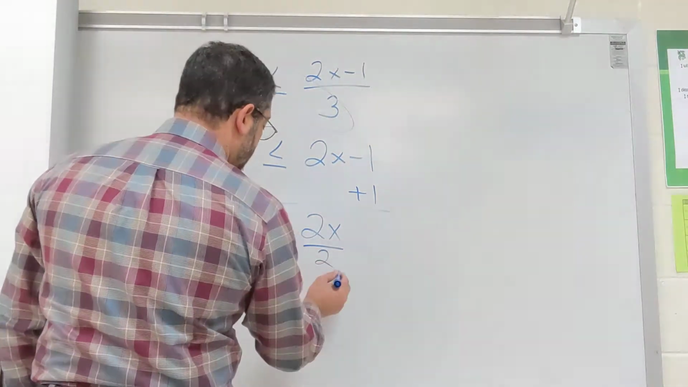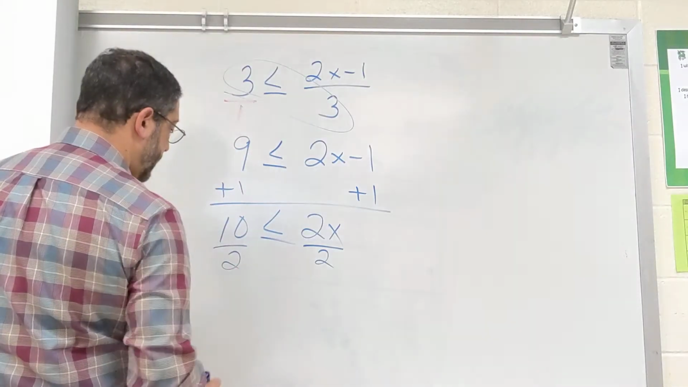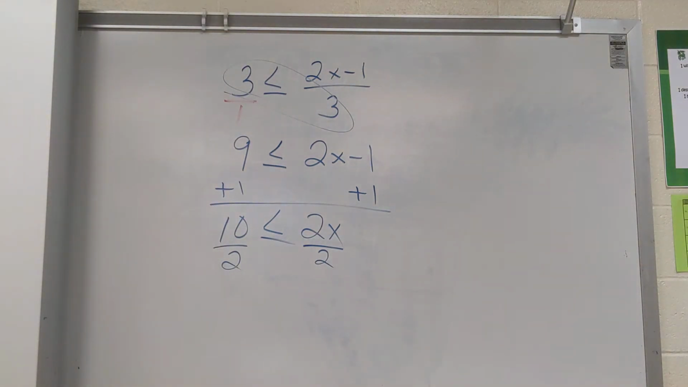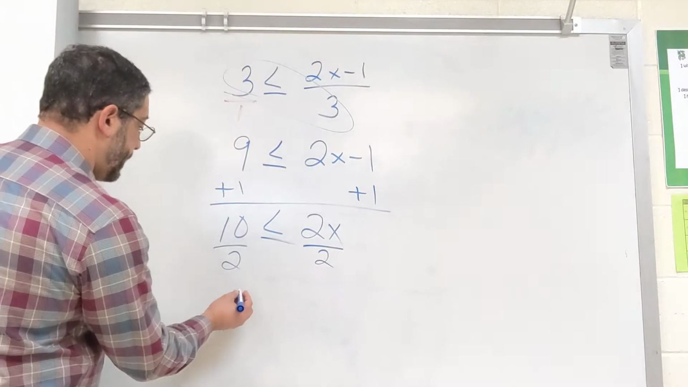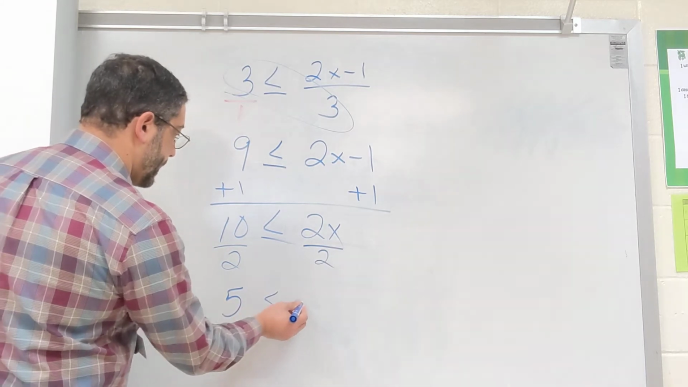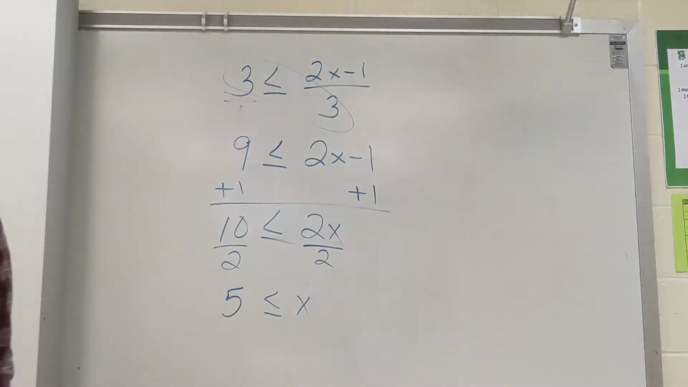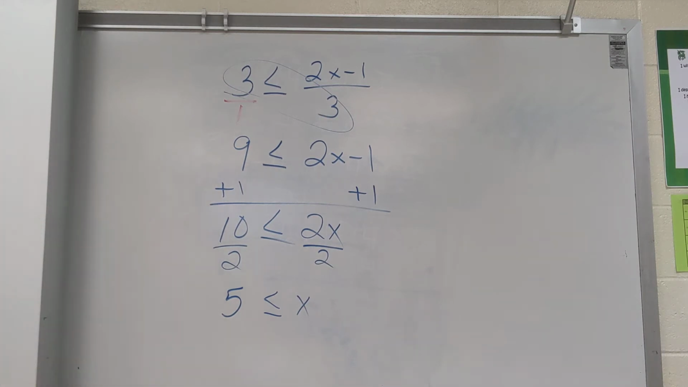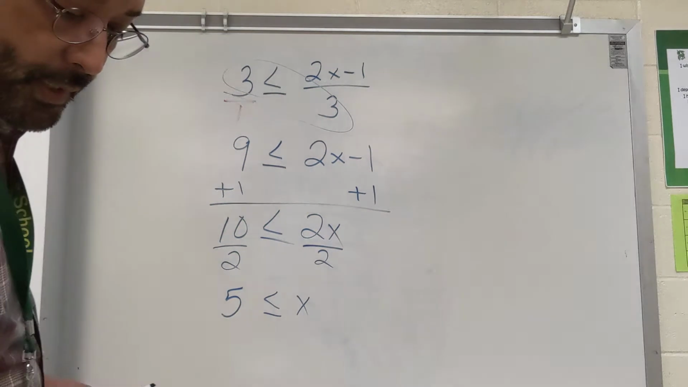Divide both sides by 2. So I end up with 5 is less than or equal to x. Okay? 5 is less than or equal to x.